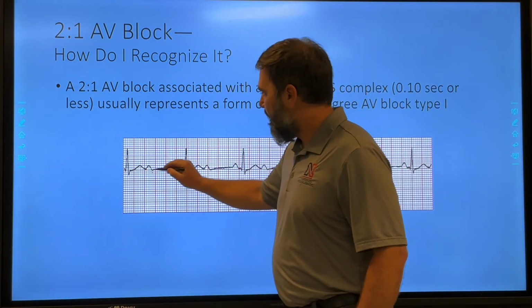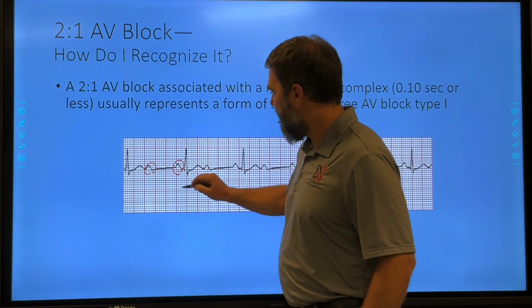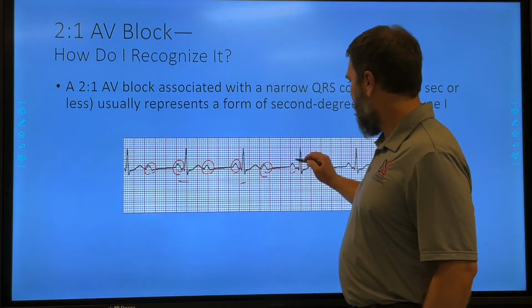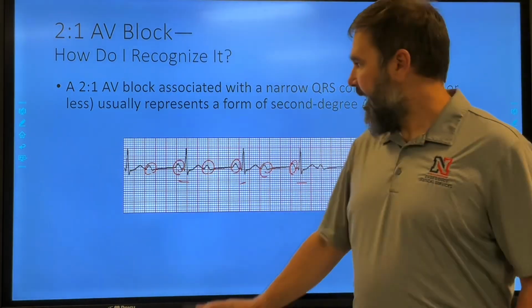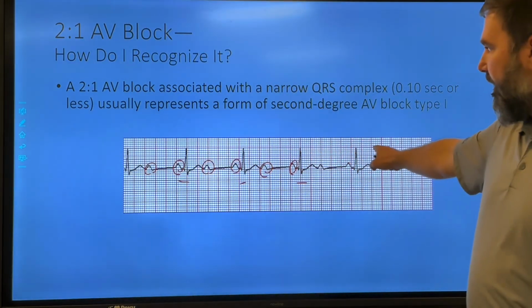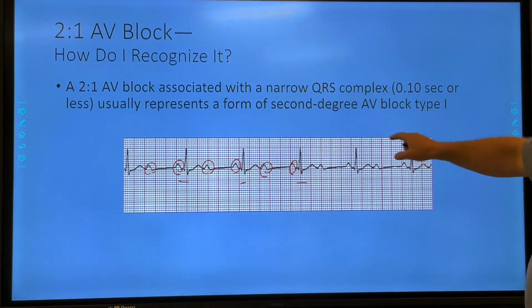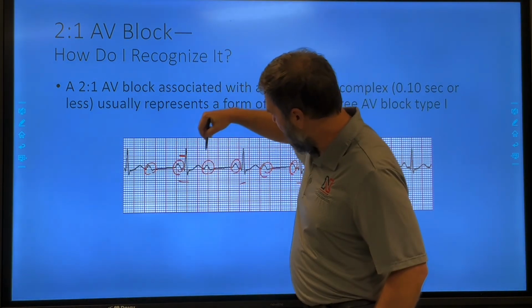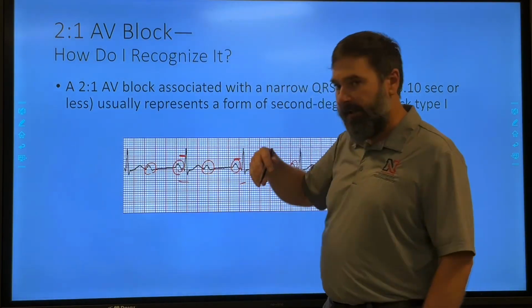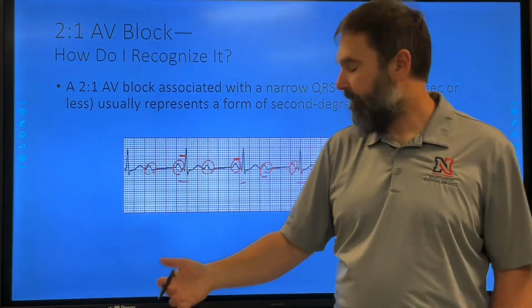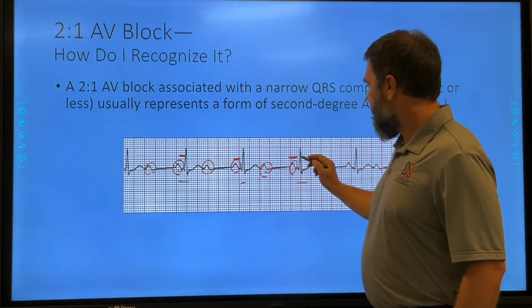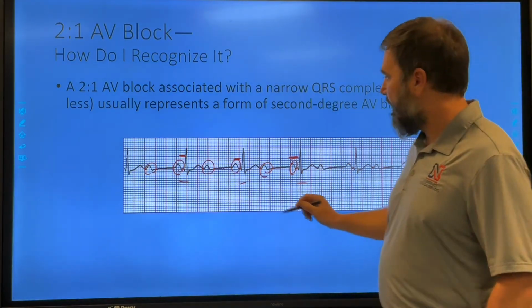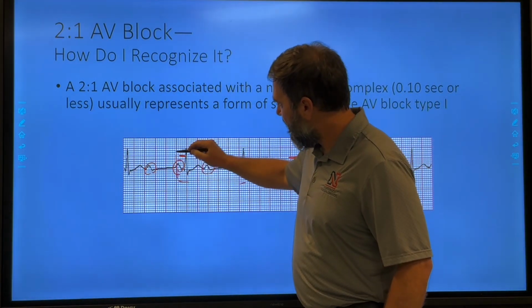So P-wave, P-wave, QRS, P-wave, P-wave, QRS, P-wave, P-wave, QRS. So in addition to us having 2 P-waves for every 1 QRS, let's look a little bit deeper. You gotta look at the PRI also. The PRI should be the same when it's present. It's going to be a very important deciding factor when we're looking at a secondary 2-to-1 versus a third degree block. So look at the PRI interval.